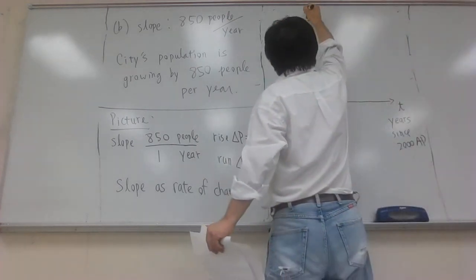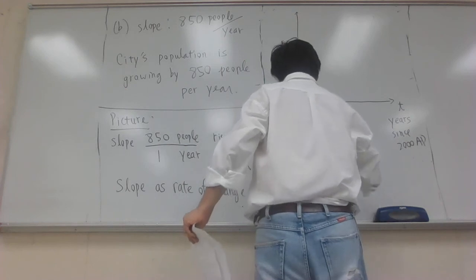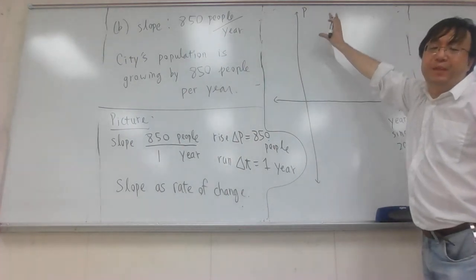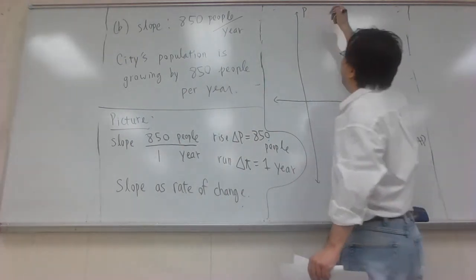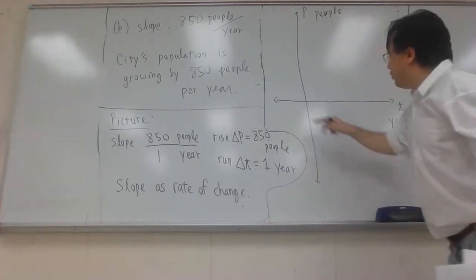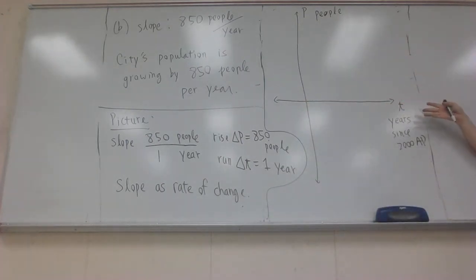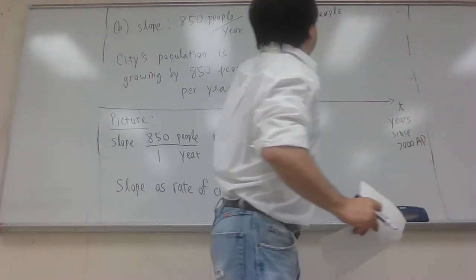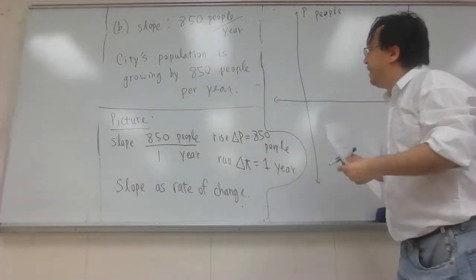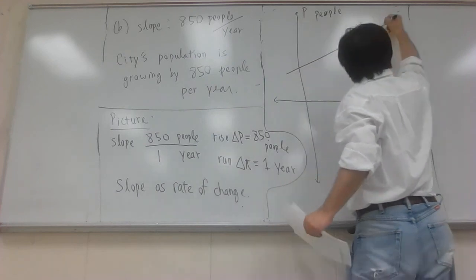The vertical axis is for the output variable P, and the units for P are people. The function P(t) should, roughly speaking, look like this. So this is the function P(t).